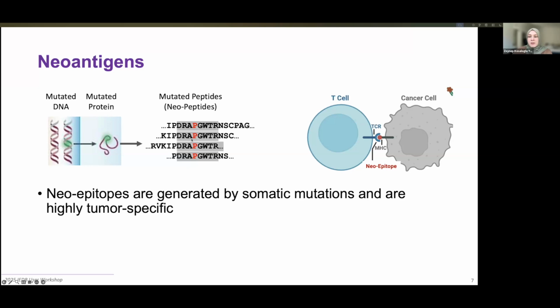These neopeptides can get presented on MHC on the surface of cancer cells and then get recognized by T cells as foreign because they are mutated and different from self. And if they get recognized by T cells, we call them neoepitopes, because they can induce an immune response.